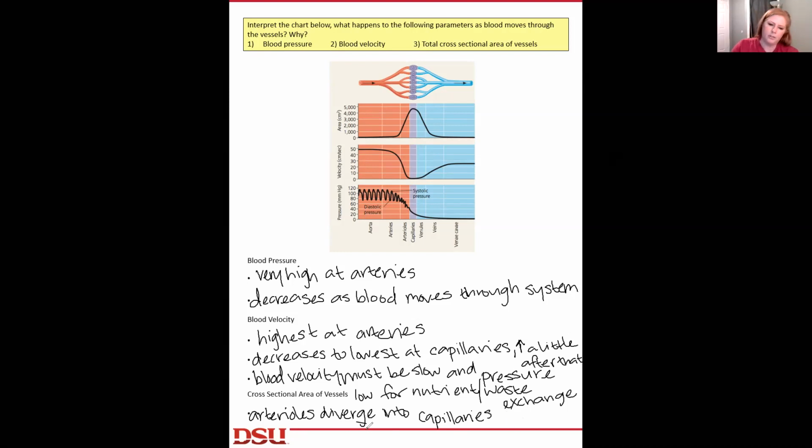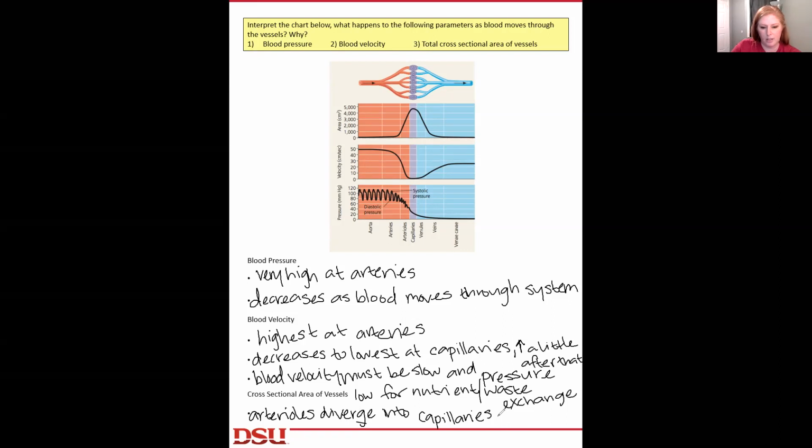So when the arterioles are diverging into capillaries, it's kind of like a freeway interchange. There's a lot of room for this exchange to take place.